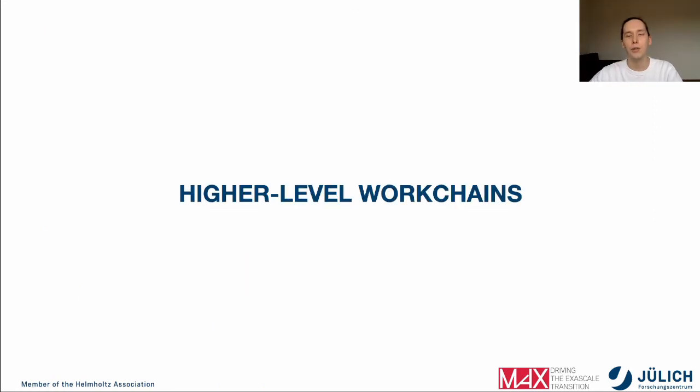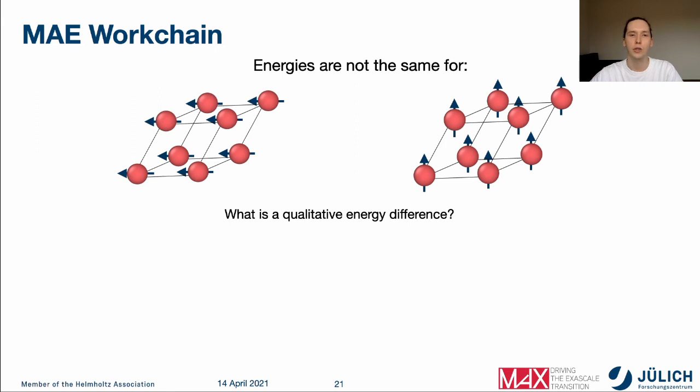And now let's talk about the other workchains available in the AiiDA Fleur package. First of all, let's talk about the magnetic anisotropy energy workchain. Yesterday, during the tutorial, you should have calculated the energy difference for the same structure but with different spin orientations. And this is basically the magnetic anisotropy energy.